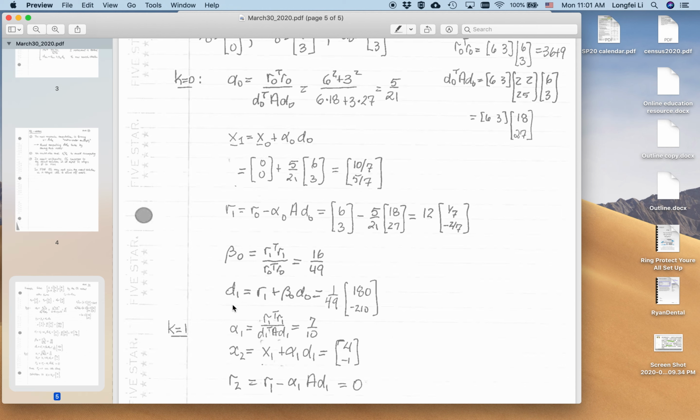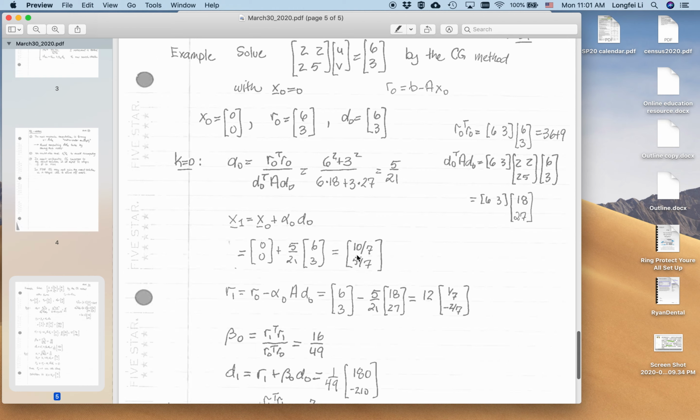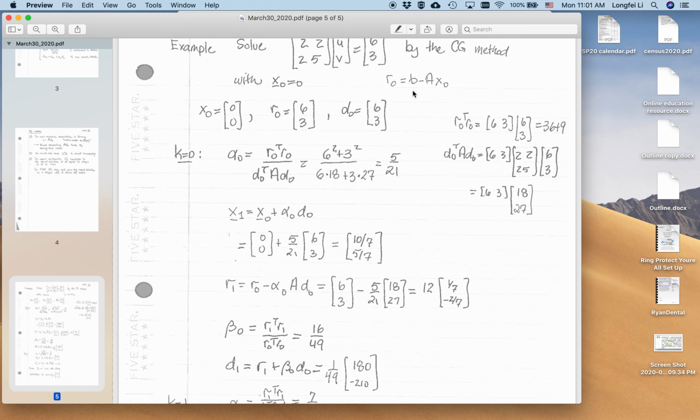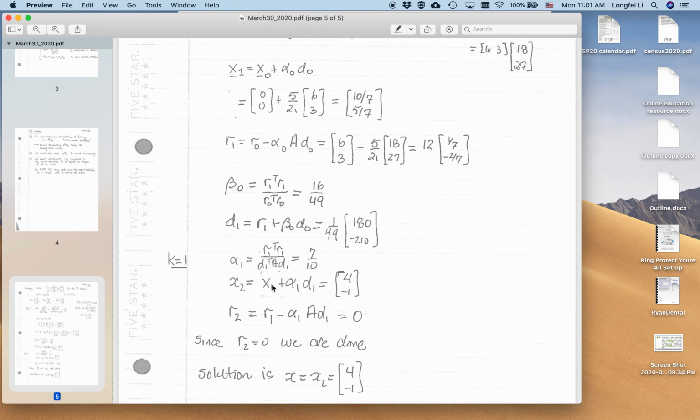And I computed my new searching direction d1 here, making sure that it is perpendicular to my previous searching direction. This formula here is basically doing the projection onto that previous residue. Then my new direction is perpendicular to my old direction here. And after the second step, I will get an exact solution because this is 2x2, so we only need 2 steps to get an exact solution.